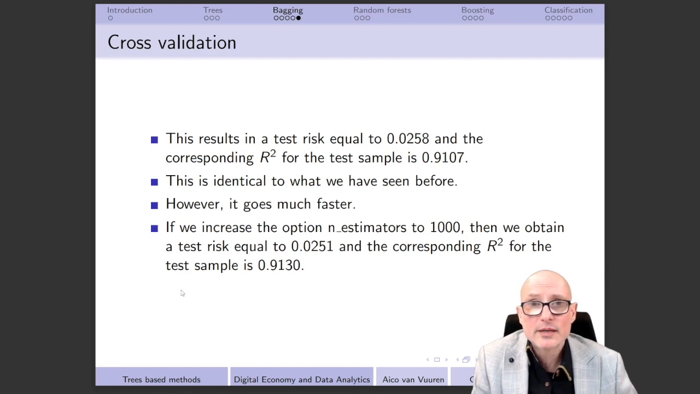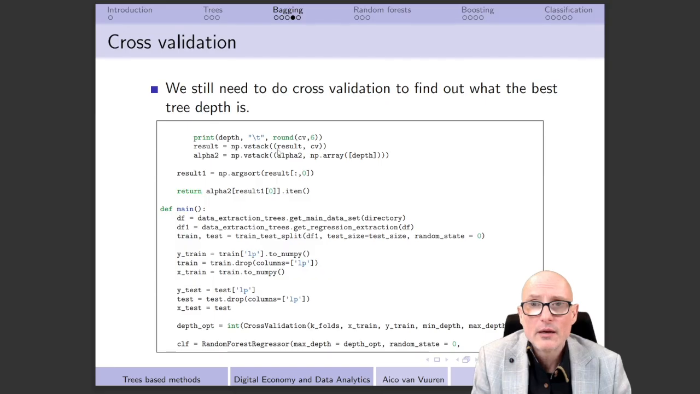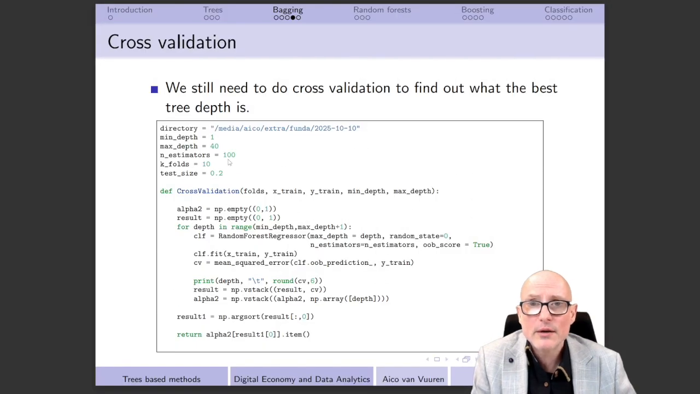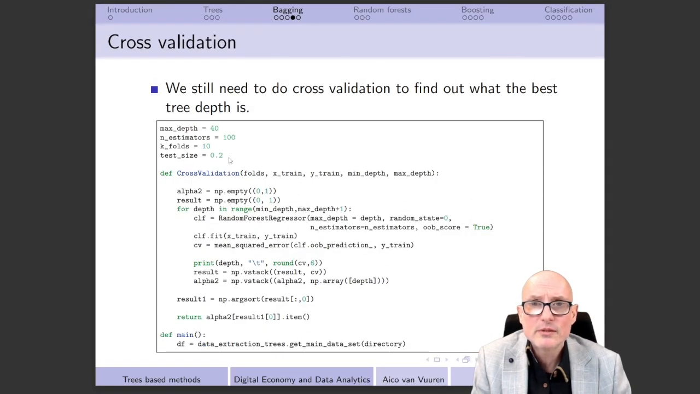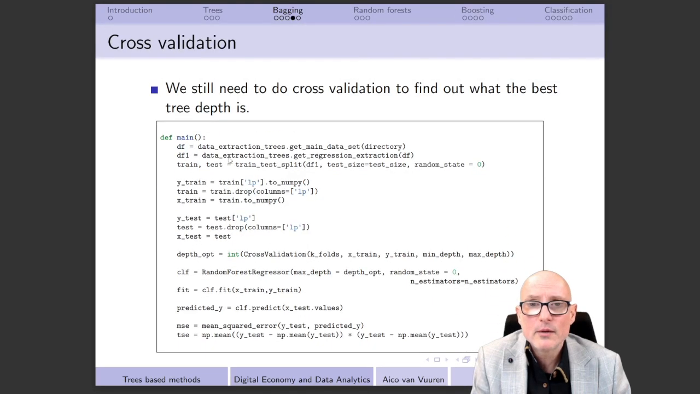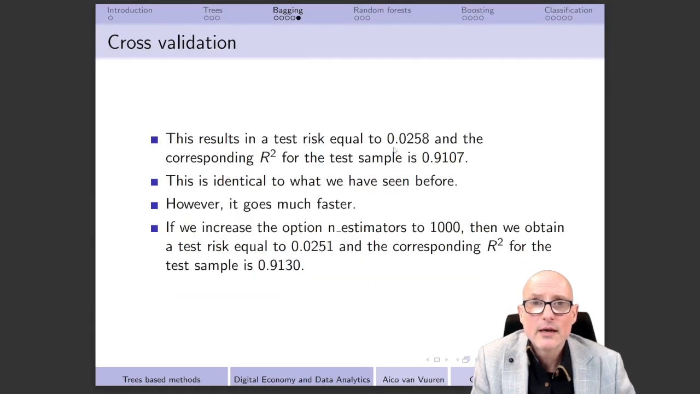That also implies, of course, that when we run this program and still use n_estimators exactly equal to 100, then with respect to the outcomes nothing changes, because what we get in the end is exactly what we presented a couple of slides back, namely that the test risk is equal to 0.0258, and the corresponding R squared is equal to 0.9107. So that's exactly the same as what we have seen before.